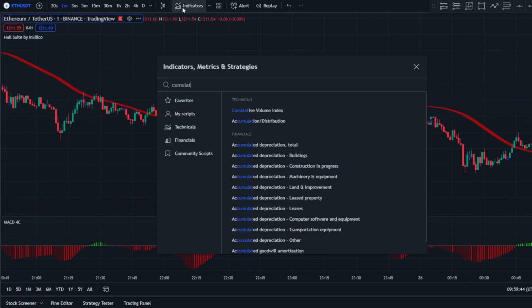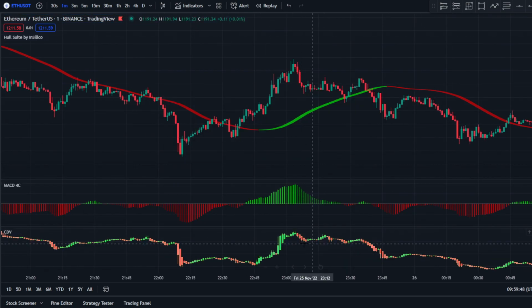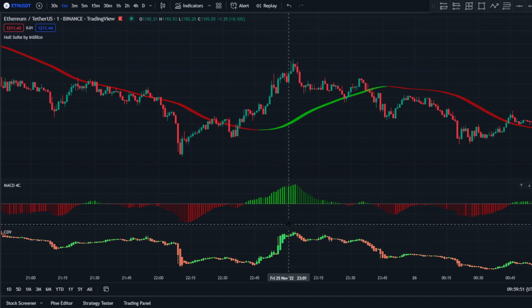And last but not least, we'll be using my favorite one, which is the cumulative delta volume. So this is basically, it helps to give you confirmation for your buy signals and your sell signals, let you know that there are buyers in the markets or sellers in the market.